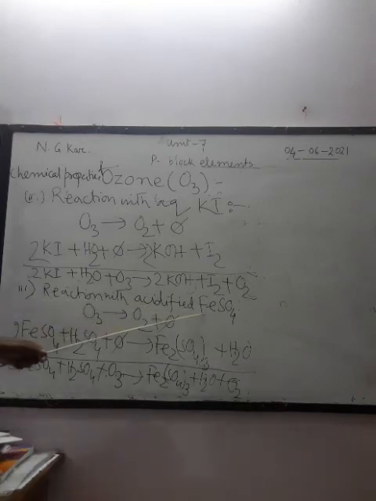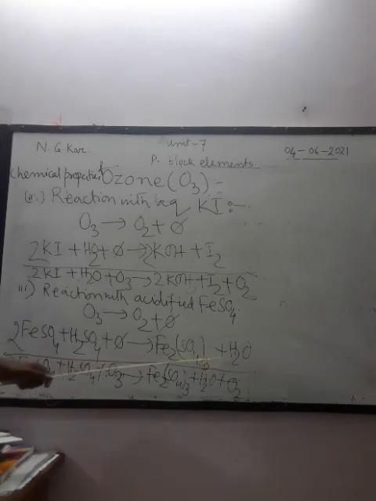So, reaction with acidified ferrous sulfate. Ozone decomposes to O2 and O, atomic oxygen. Ferrous sulfate, which is acidified, generally with sulfuric acid, reacts with atomic oxygen. Ferrous sulfate is converted to ferric sulfate in water. If we sum up this reaction: 2 ferrous sulfate, H2SO4, ozone on the left side. Right side: ferric sulfate, water, O2. So when ozone is treated with acidified ferrous sulfate, ferrous sulfate is converted to ferric sulfate. This is also an oxidizing property of ozone.